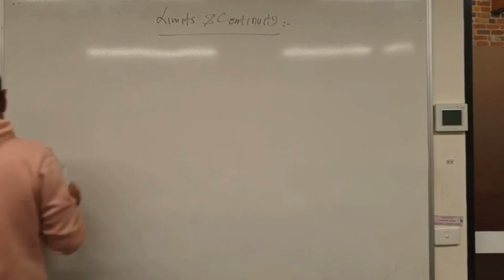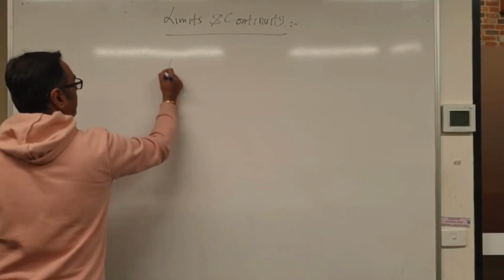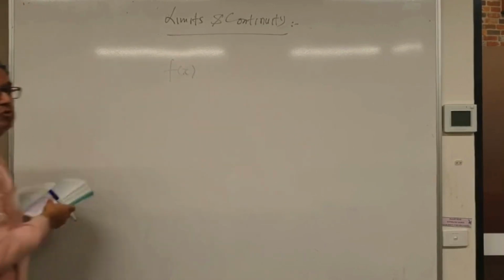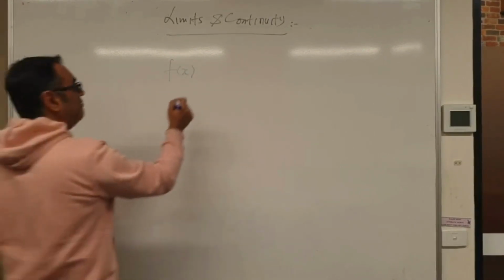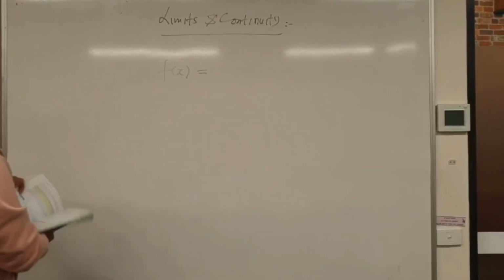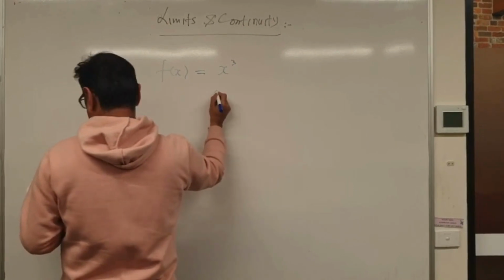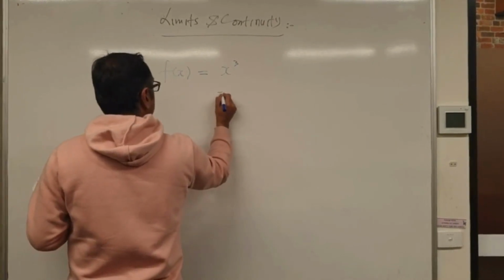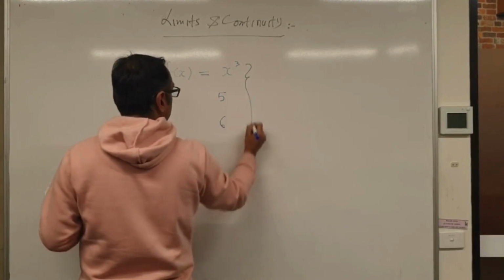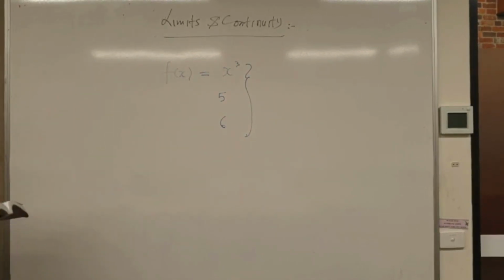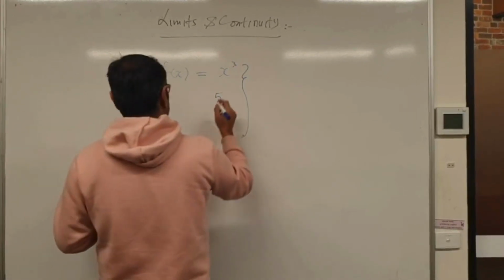Alright, let's take an example. Let's say you have an f of x, and I need you to be writing in your notebooks, please. f of x equals x cube, 5, and 6. Your f of x can take 3 different values depending upon 3 different conditions. So I'm writing the conditions now.